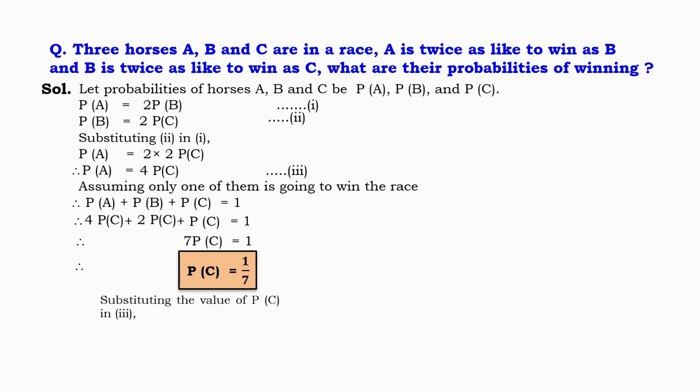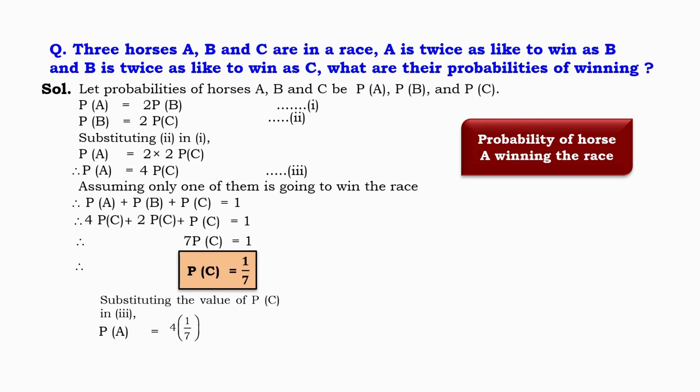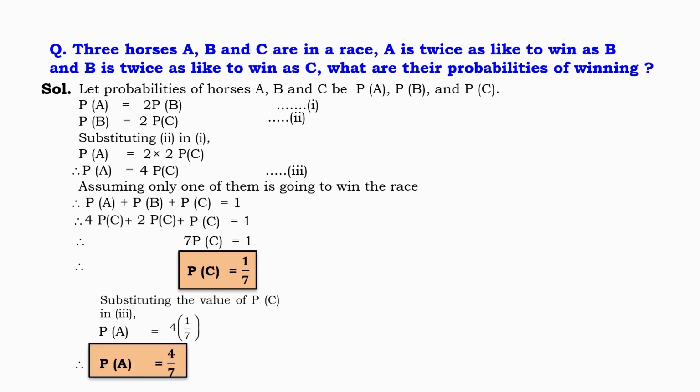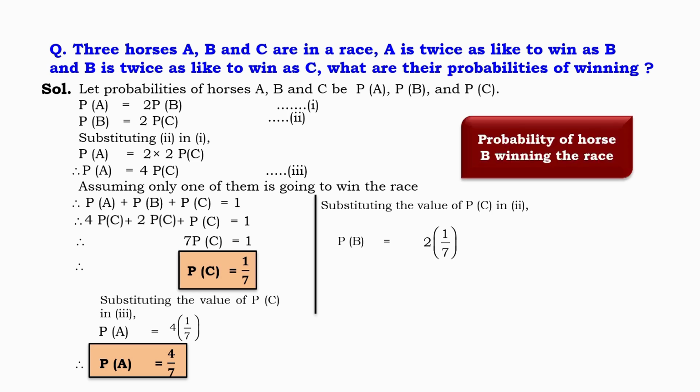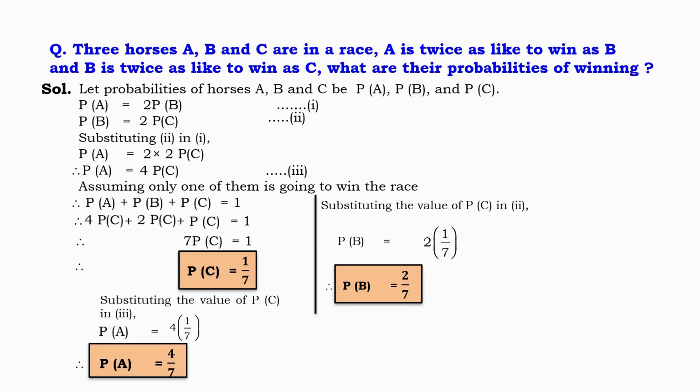Now we are going to substitute the value of PC in equation number 3. Then PA will be equal to 4 into PC, that is 4 into 1 by 7, that is 4 by 7. So the probability of horse A winning the race is 4 by 7. And now we substitute the value of PC in equation number 2. So PB equals 2PC, that is 2 into 1 by 7. So the probability of horse B winning the race is 2 by 7. Hope it is clear.